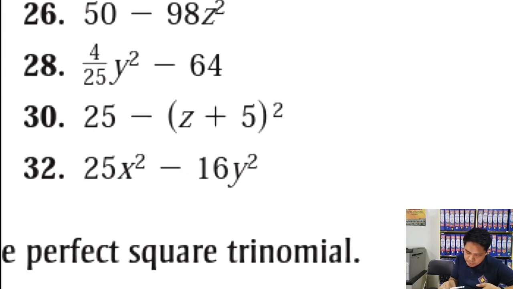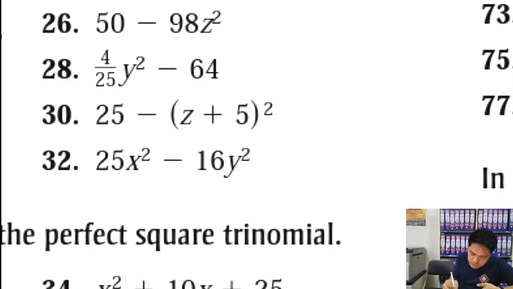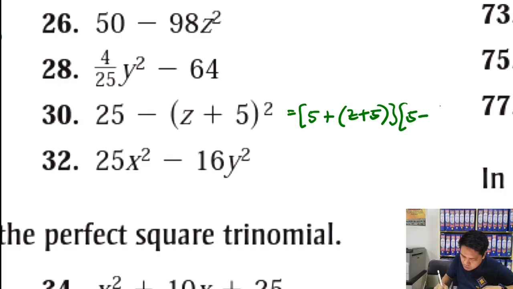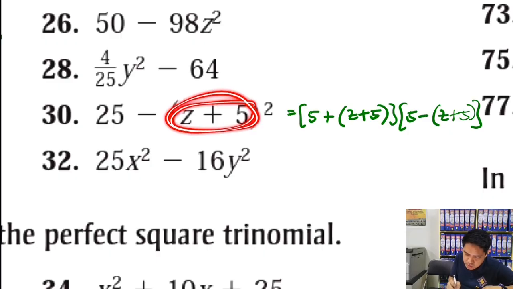Number 30. For number 30, this is a squared. So, this is 5 squared. And naka-square na din siya. So, the product of the conjugate is just 5 plus, lagyan natin ng brackets, 5 plus z plus 5 times 5 minus z plus 5. So, again, we take this as one single group lang. So, one single entity lang siya na in square.